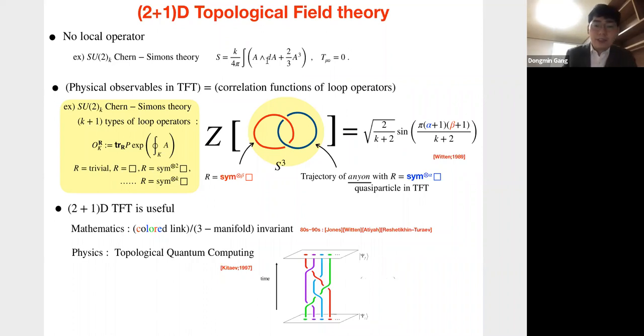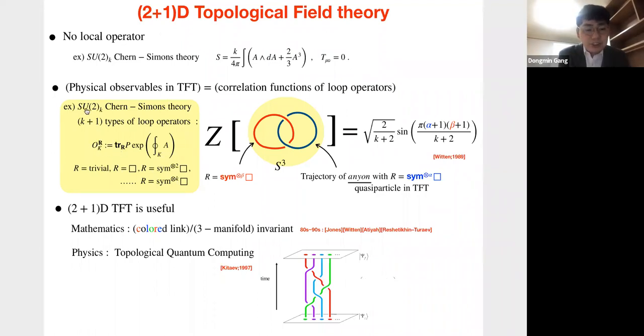But in terms of local operators this theory is very trivial, while it is non-trivial in the sense that it contains very non-trivial loop operators. If we consider SU(2) Chern-Simons theory, there are gauge invariant loop operators called Wilson loops, which are defined in this way. A Wilson loop is labeled by the choice of the trajectory K and the choice of the representation of the Wilson loop.